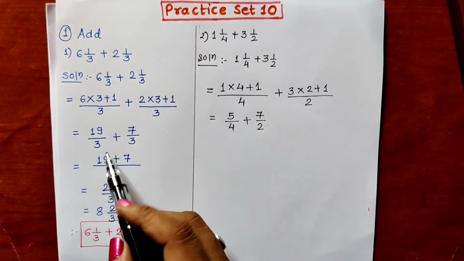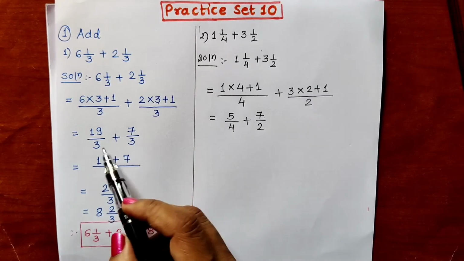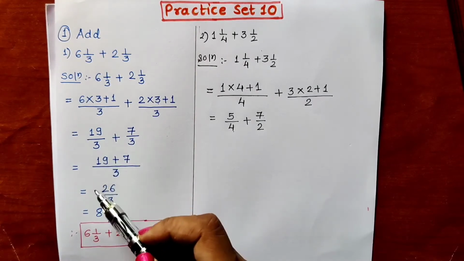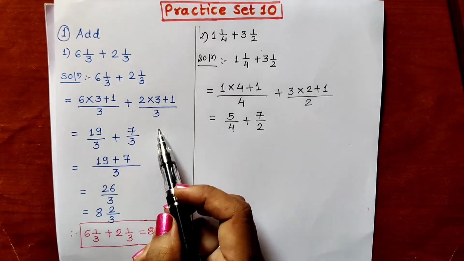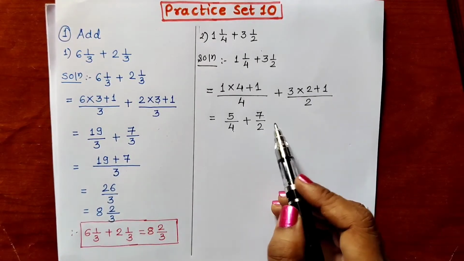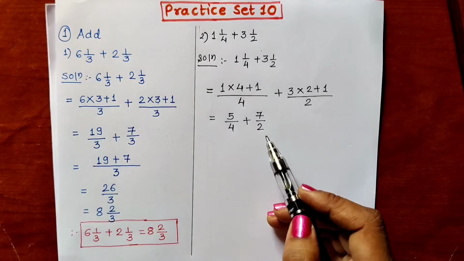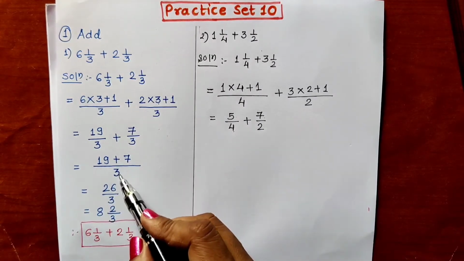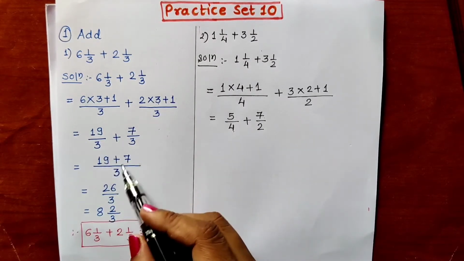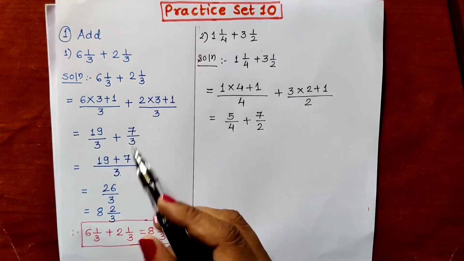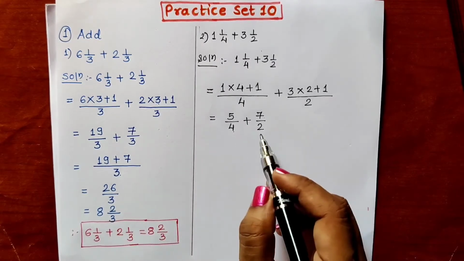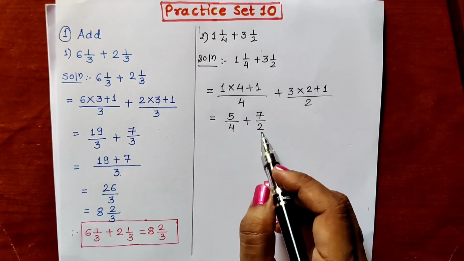Here in the first sum we got equal denominators, correct? We have got these equal denominators in the third step. But here in this step we have not got equal denominators. There we directly added the two numbers because the denominator was equal. We wrote the common denominator one time and then added the numerators. Here we cannot do like that because the denominators are not equal.